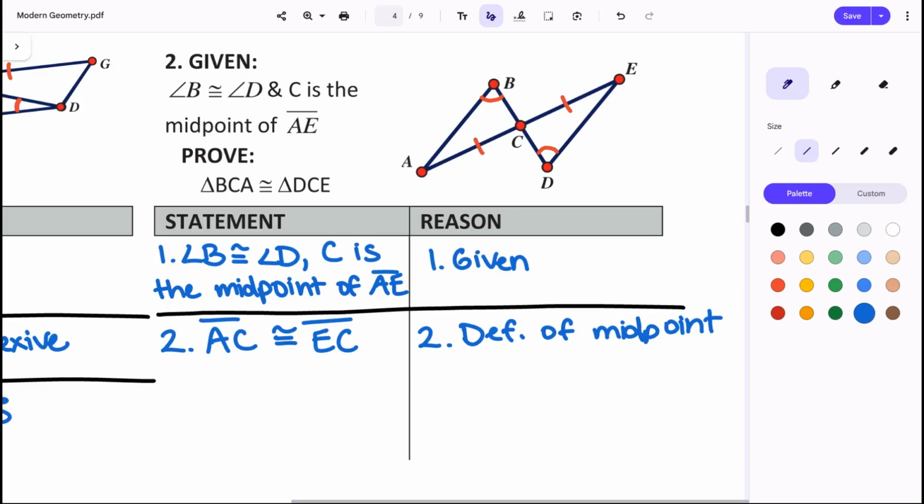He said C's in the middle. It's shared between those two triangles. So you know C needs to stay in the same spot. Like it's going to be equal to itself, basically. And so A and E are just going to have to match up together.